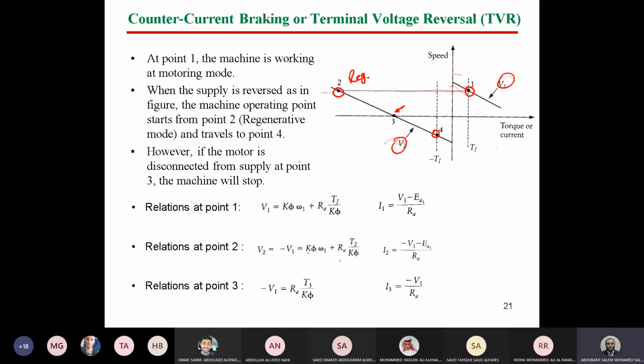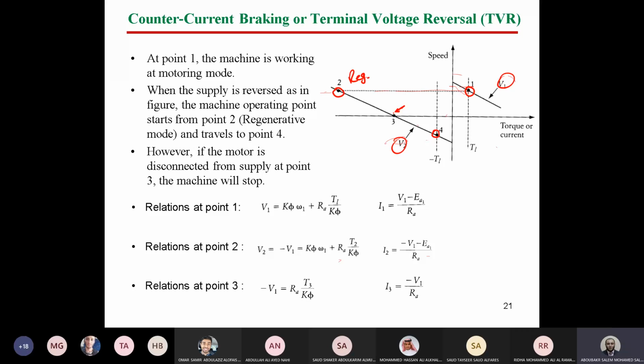So it's E, which is K phi, plus IaRa, because the torque now became negative. So this will be the relation now, and the value of current can be minus V minus E over Ra. So this is now representing point number 2. If we move to point number 3, at point number 3, what is the value of speed?